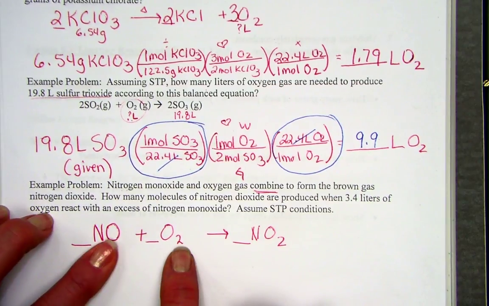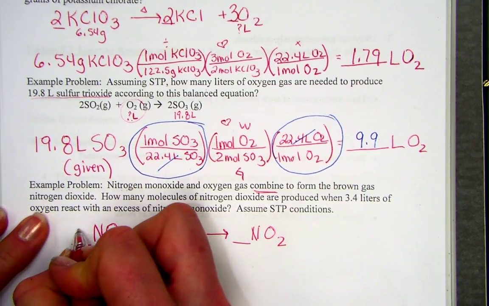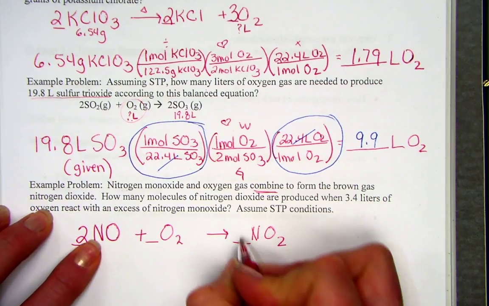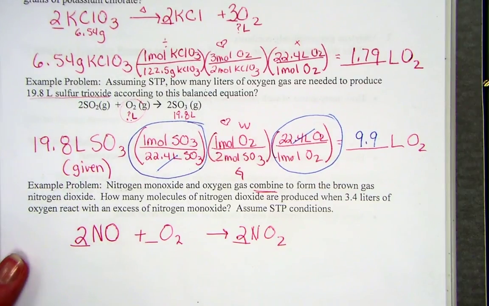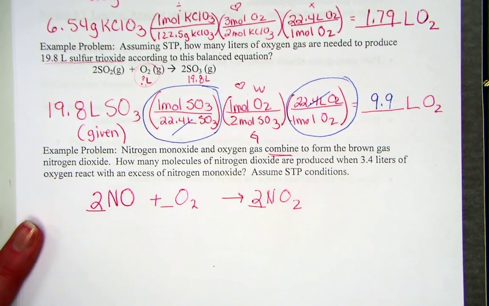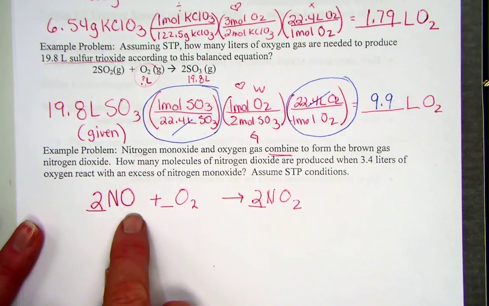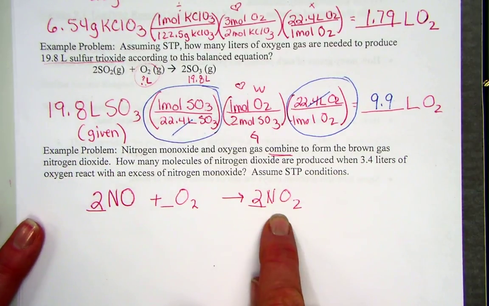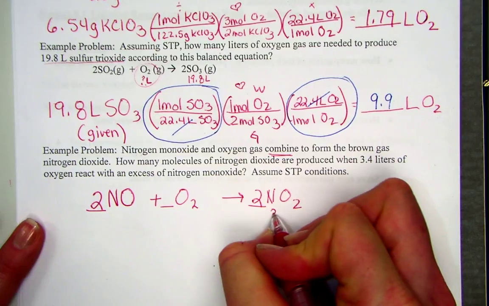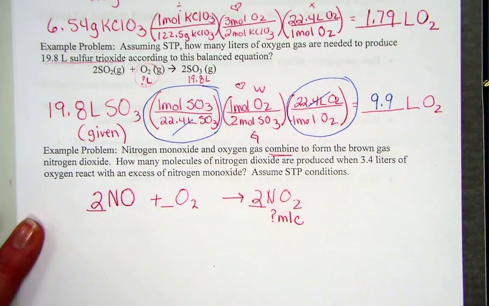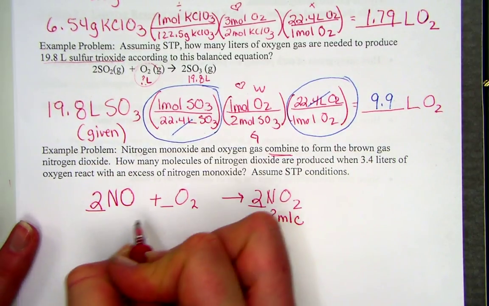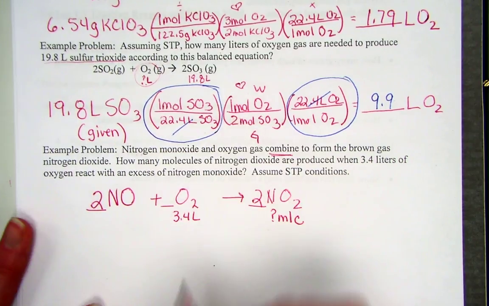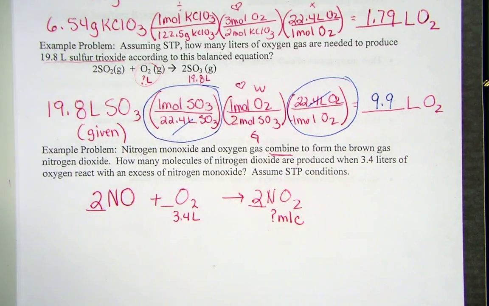I have 3 O's here, but only 2 on this side. Let's start by doubling. 2 N's, 2 N's, 4 O's, 4 O's. A 2 to 1 to 2 stoichiometric ratio. Now let's continue reading. We have our recipe set. How many molecules of nitrogen dioxide are produced when 3.4 liters of oxygen react with excess amounts of nitrogen monoxide?